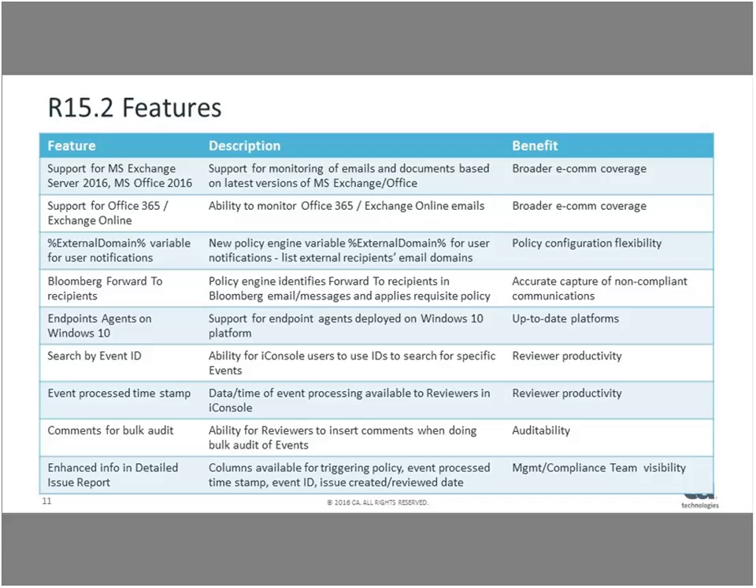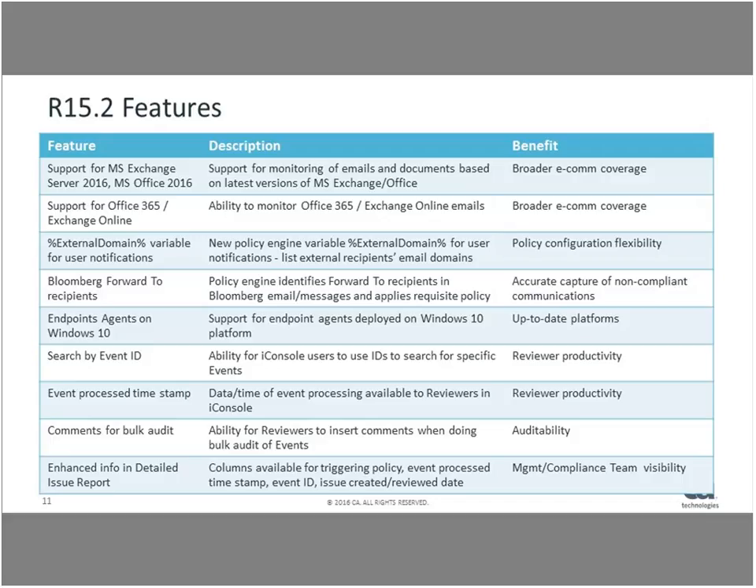Commenting on bulk audit: we have a bulk auditing option where a reviewer can choose to close or escalate events in bulk. But there was no option to put a comment on the rationale behind why the reviewer chose to escalate or close it in bulk. With this option, it will be very easy for auditors to know the rationale why the reviewer chose this bulk operation.